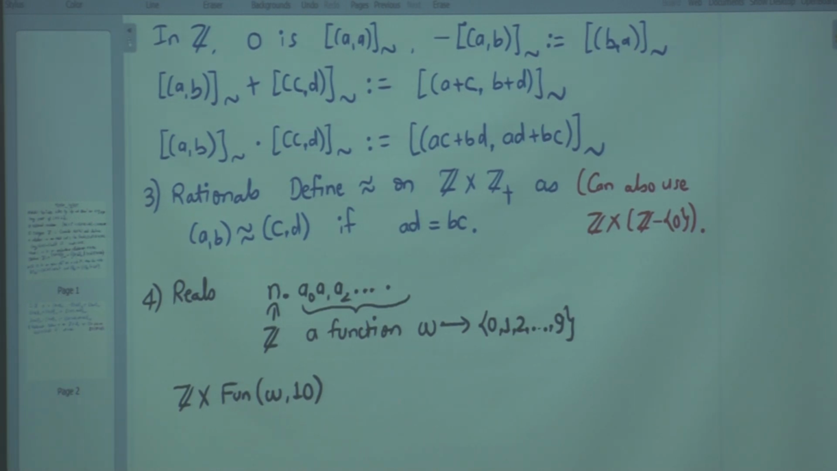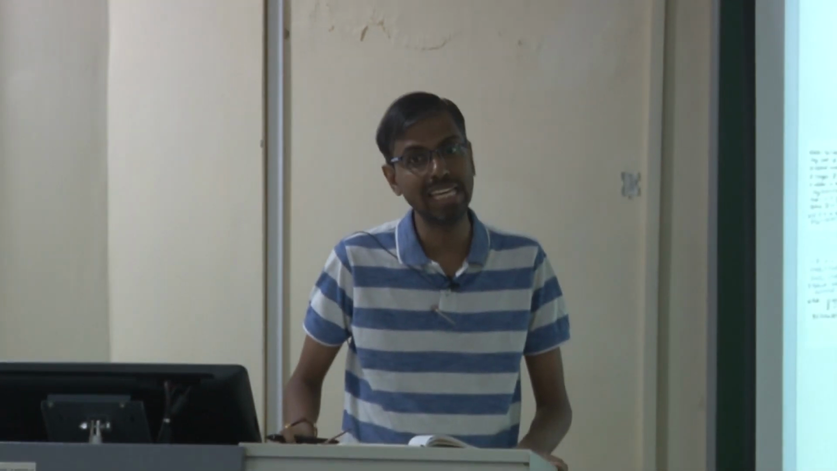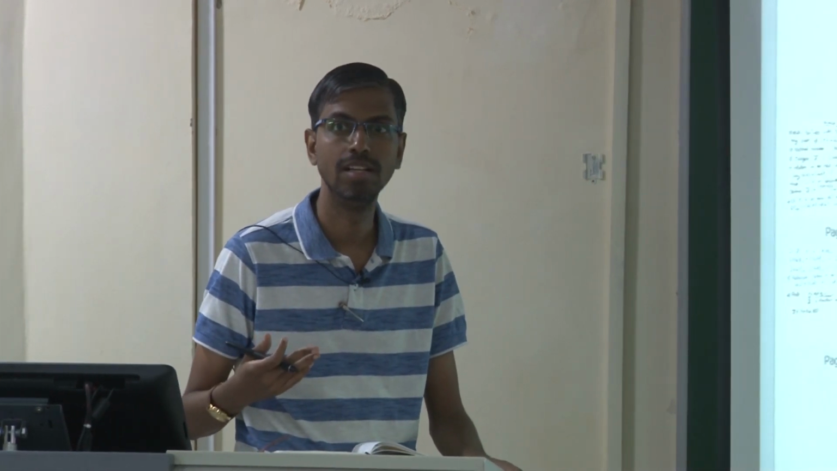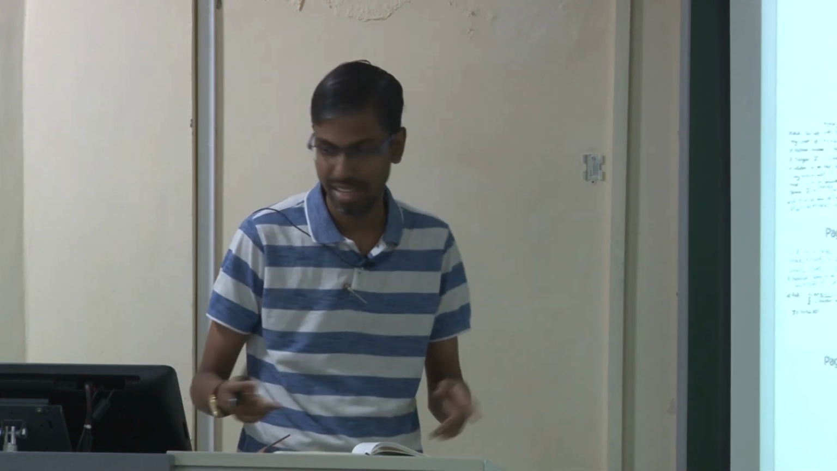Are all real numbers mentioned here? Are there more real numbers than this collection, or are there fewer? Definitely not fewer, because every real number does have a decimal expansion. But can the same real number have more than one decimal expansion? Yes. What are such numbers? 0.9 bar, yes, correct.